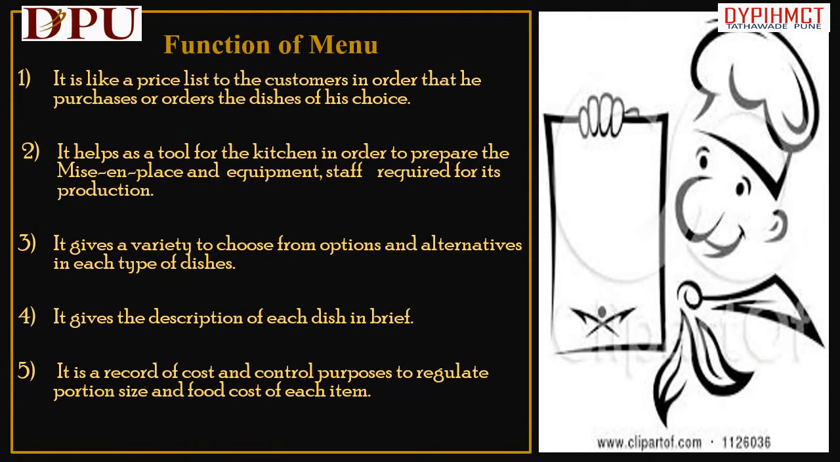Now we will see the functions of the menu. First, it is like a price list to the customers, in order that he purchases or orders the dishes of his choice. Second, it helps as a tool for the kitchen in order to prepare the mise en place and staff required for its production. Thirdly, it gives a variety to choose from, options and alternatives in each type of dishes. Fourth, it gives the description of each dish in brief. And the last one is, it is a record for cost and control purposes, to regulate portion size and food cost of each item.